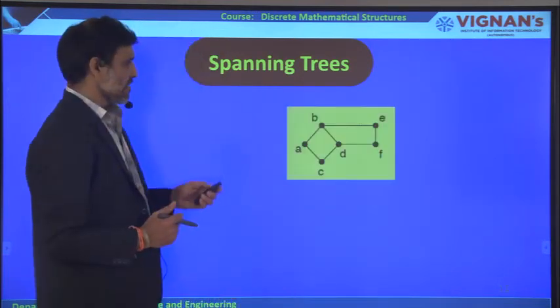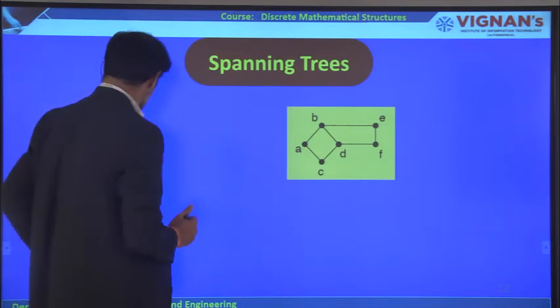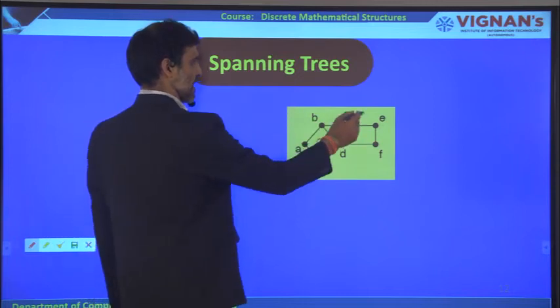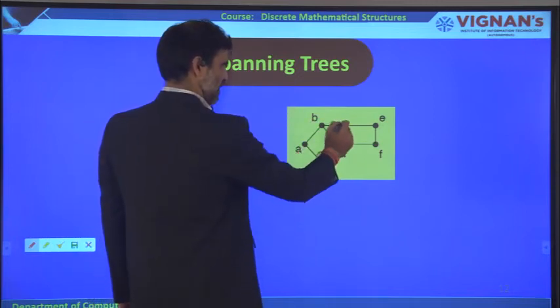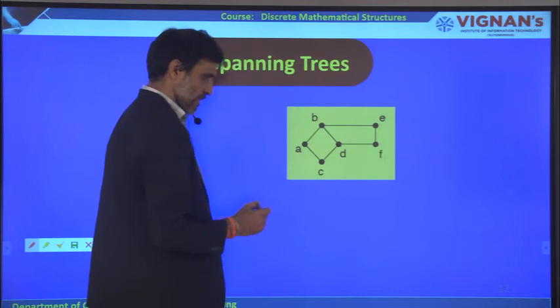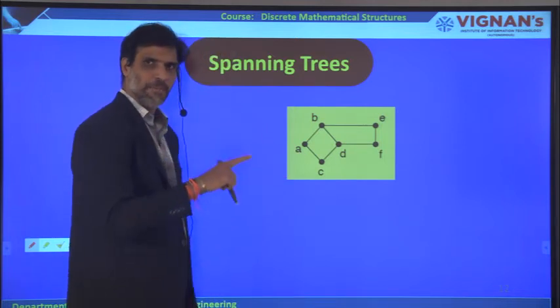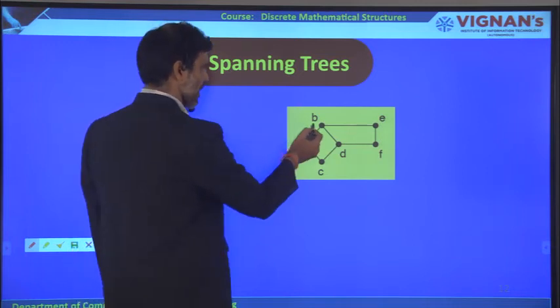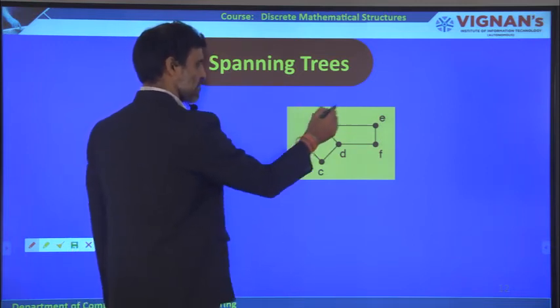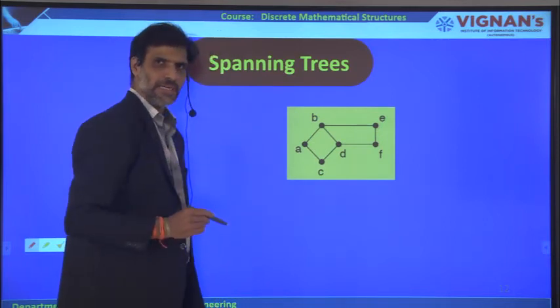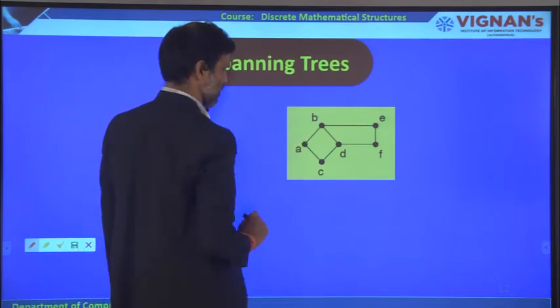Now coming to the given graph. It is a connected and undirected graph. If you observe, every vertex is connected with another vertex. It is not a complete graph, it is a connected graph. Remember that there is a difference between a complete graph and a connected graph. In a complete graph, one vertex must be connected with all other vertices. That is not necessary in a connected graph. It is simply a connected graph.